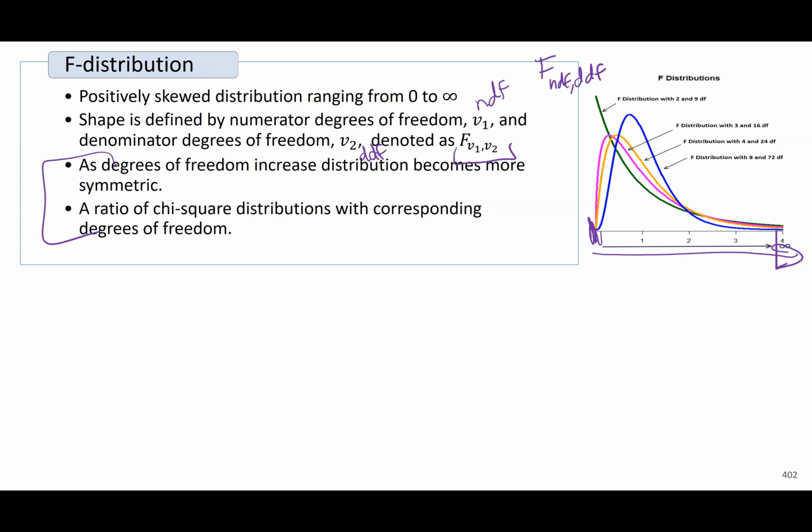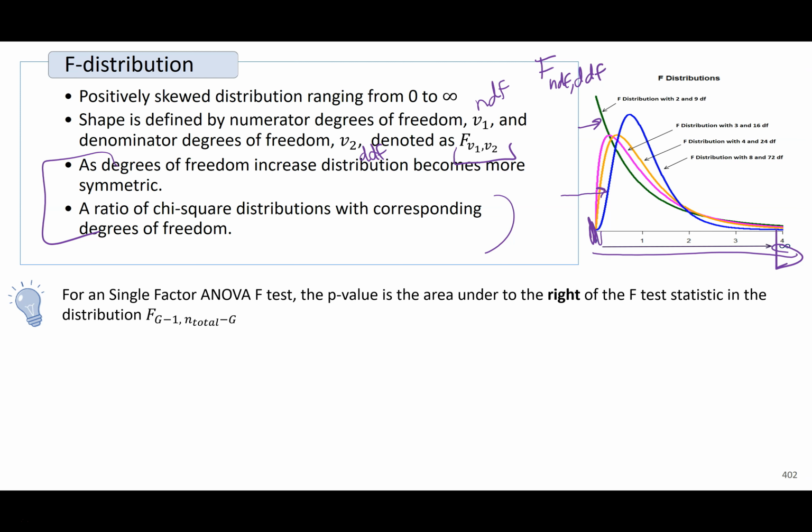As your degrees of freedom get larger and larger, it goes from this green one that looks almost like an exponential to more and more symmetric, more bell-shaped shapes. It is a ratio of chi-square distributions. We're not going to necessarily use that information too much, but know that a lot of these distributions we use are very related to one another. There are definitely special cases of the F distribution that are T distributions, and so on.